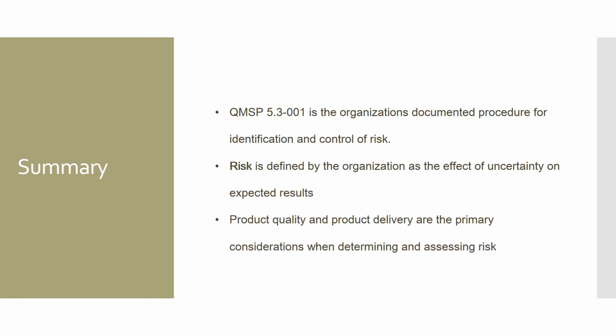Let's take a look at what we've learned. QMSP 5.3-001 is the organization's documented procedure for identification and control of risk. Risk is defined by the organization as the effect of uncertainty on expected results. Product quality and product delivery are the primary considerations when determining and assessing risk.